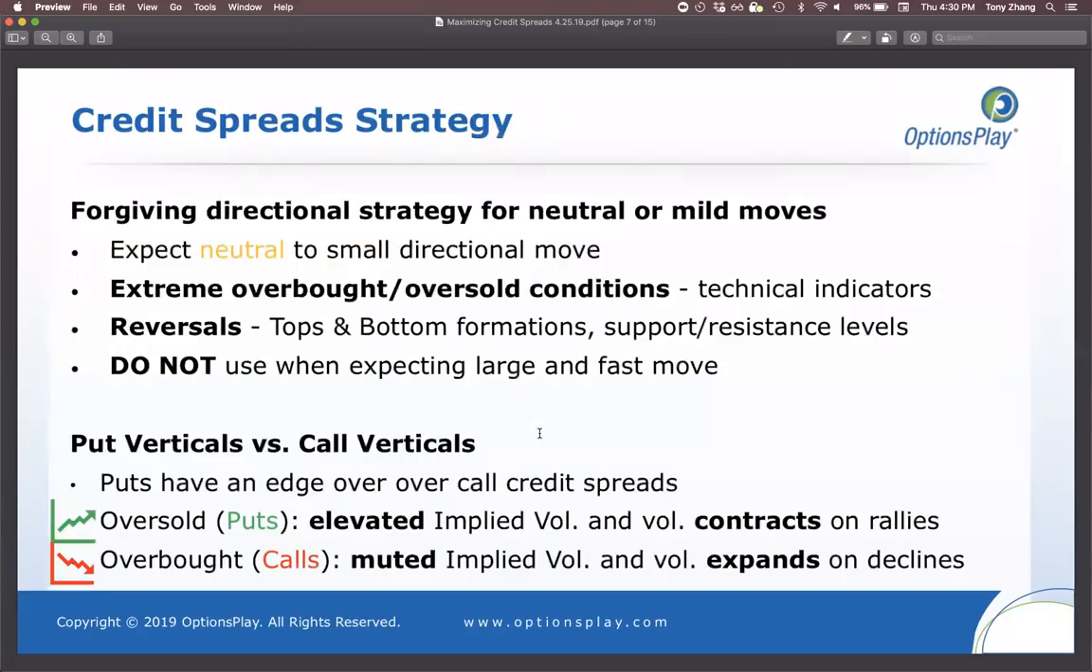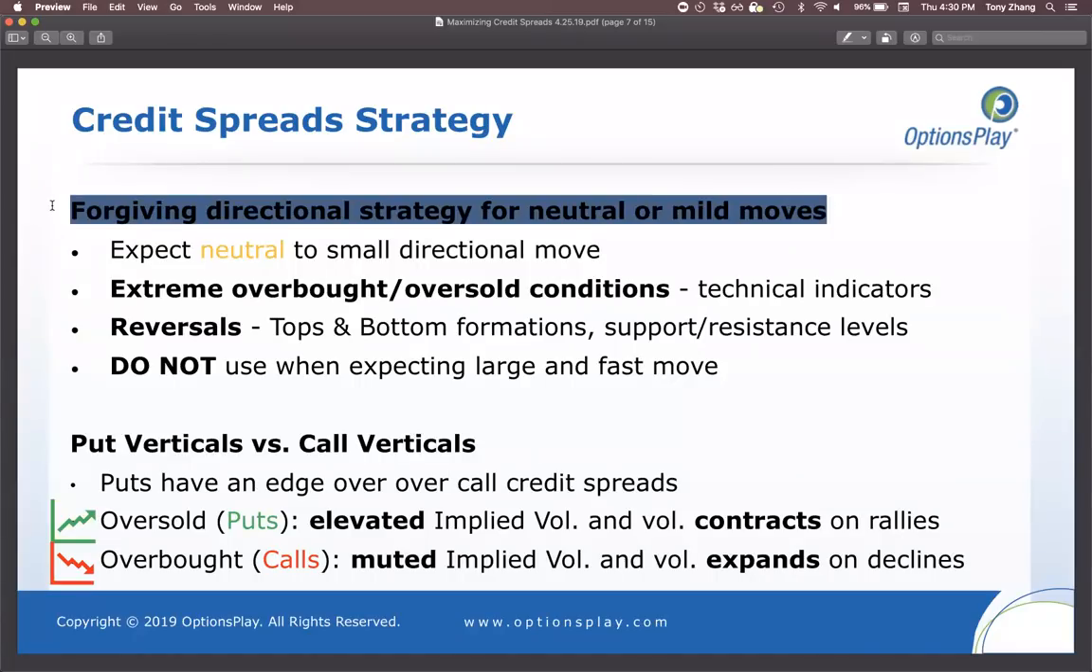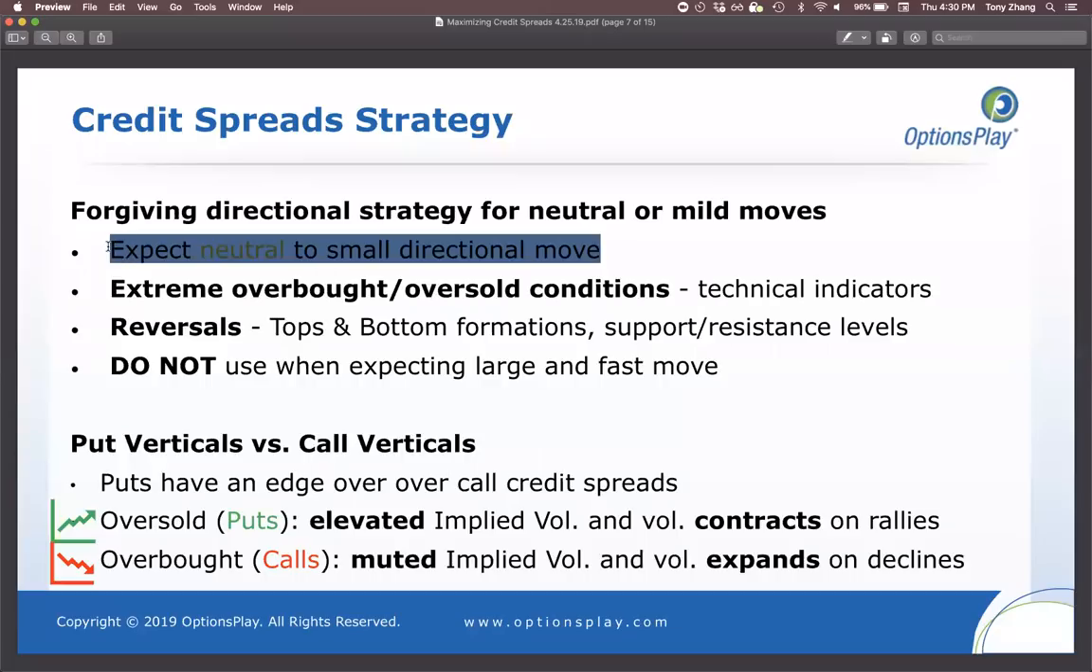So with that, now that we understand the strategy, I want to talk about when you should actually utilize this. We've already said that this is a very forgiving directional strategy for either a neutral or mild move. So what that means is that you should trade credit spreads when you're expecting a neutral to small directional move. So when you expect the stock not to move a lot, when you have a good sense for direction, but you don't think it's going to move very much, or you think it's just going to stay in a tight range, that's really when you want to sell credit spreads.